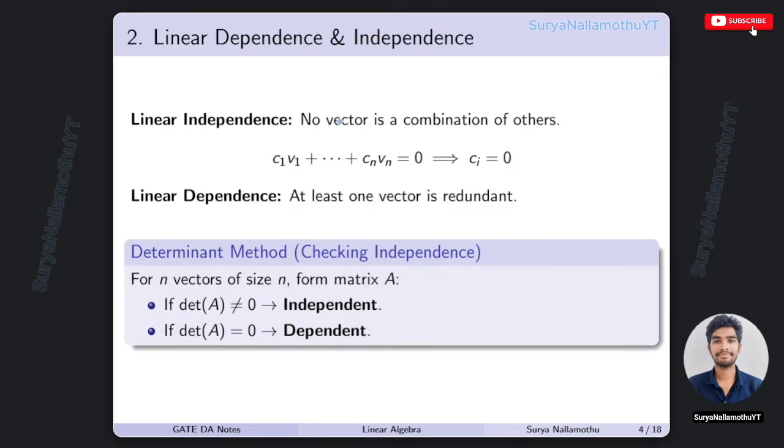Next, linear dependence and linear independence. Here the important point is that for a matrix, if the determinant of A is equal to 0, it means the vectors are dependent. If the determinant of A is not equal to 0, they are independent of each other. For example, take a square 3 by 3 matrix. If the determinant of that matrix is 0, it means the vectors are dependent. If the determinant of A is not equal to 0, they are independent. These are the important points for this topic.